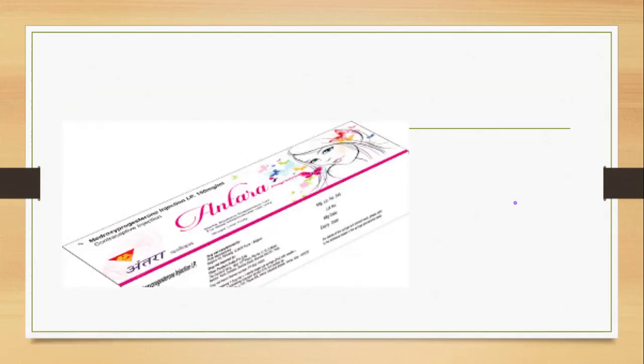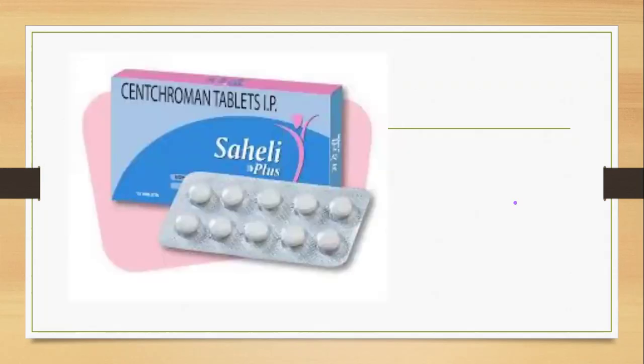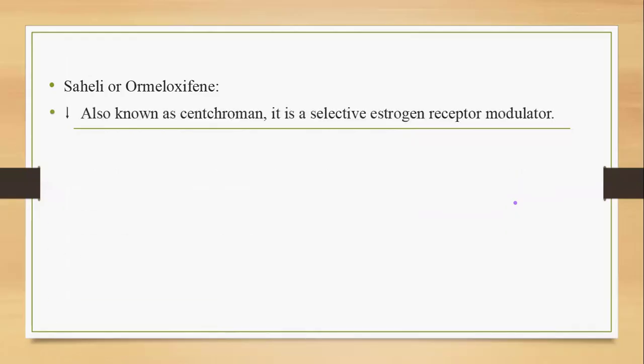So in your question, it can come: what is the name by which the Government of India supplies it? Antra is the main thing. Antra means DMPA injection. Okay, Saheli. Saheli is also a name. It is also known as Centchroman. Okay, Saheli is it. Now they will ask about the non-hormonal contraceptive pill, that is Saheli. Saheli is also called ormeloxifene, or you can say it is a selective estrogen receptor modulator.